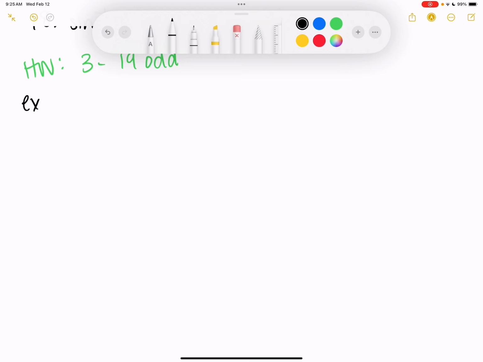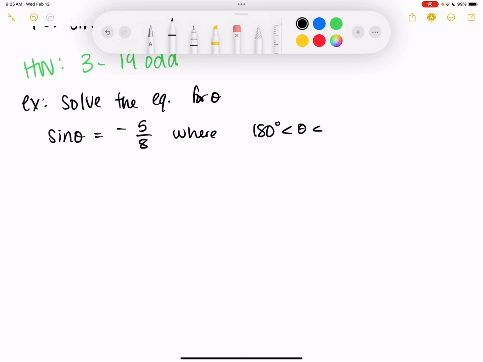Alright, so solve the equation for theta. Sine of theta equals negative 5/8, where 180 degrees is less than theta is less than 270 degrees. So what quadrant does that mean this is in? Quadrant 3. Because it goes from 180 to 270, so it goes from here to here. Yeah, and theta is all in what's in between.